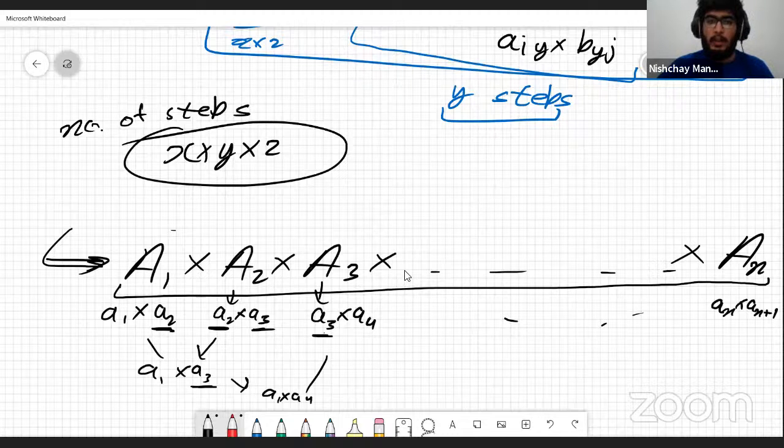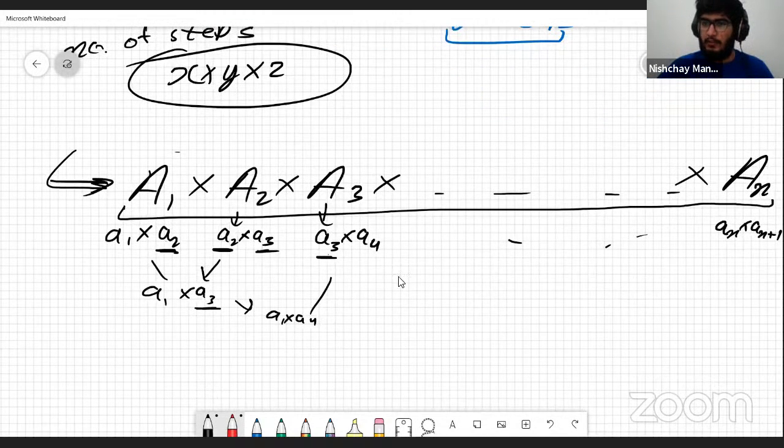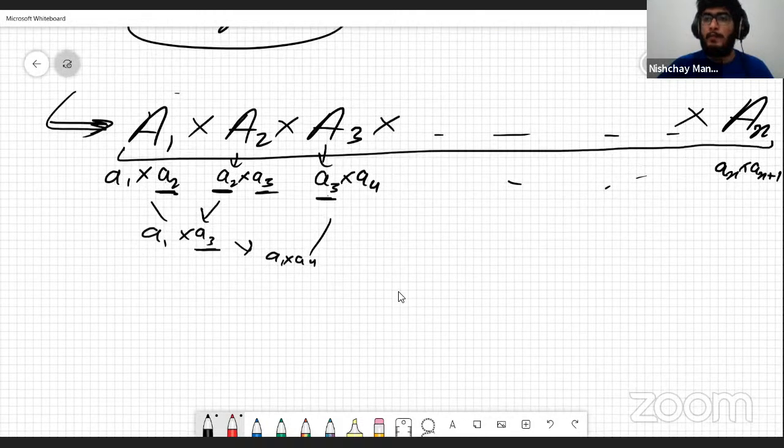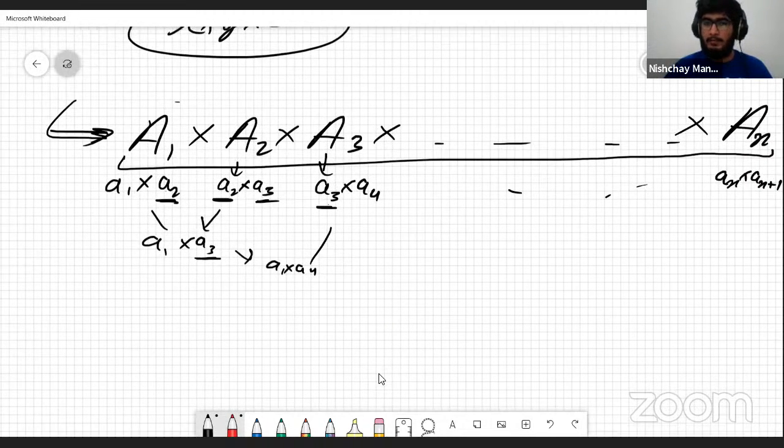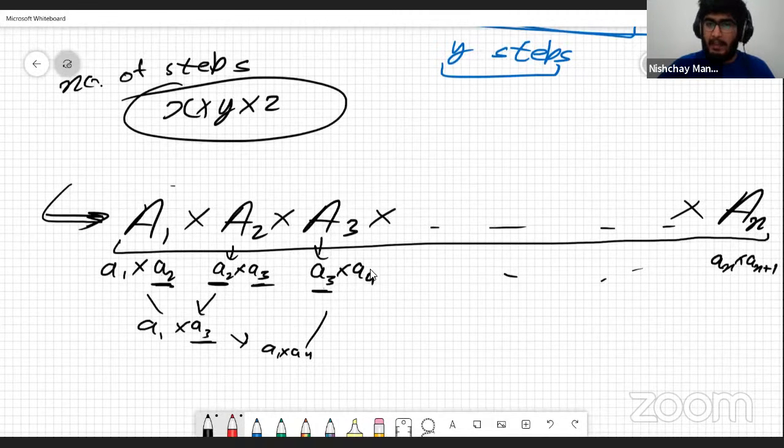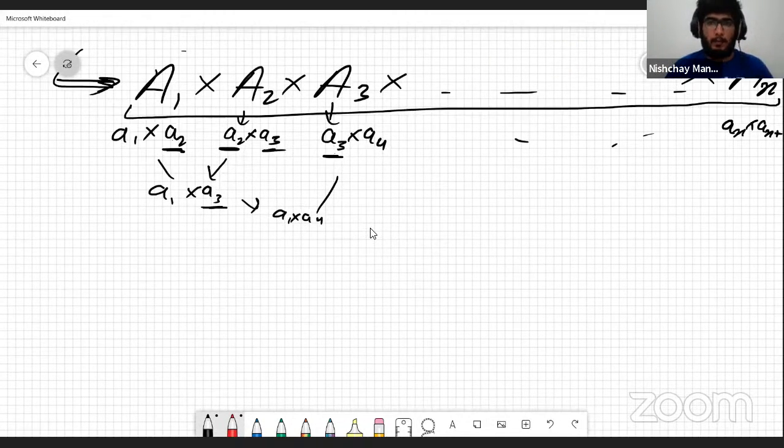So let me go into the identification of the dynamic programming part. How do we identify that this problem is actually of dynamic programming? Before identifying that this problem is of dynamic programming, we have to play around with this problem a little bit. We have to observe some key points in the problem first.